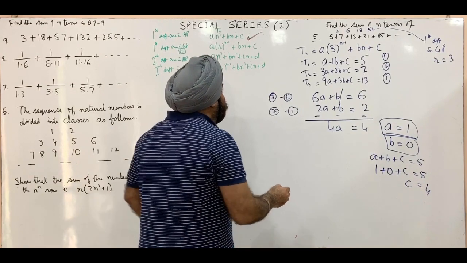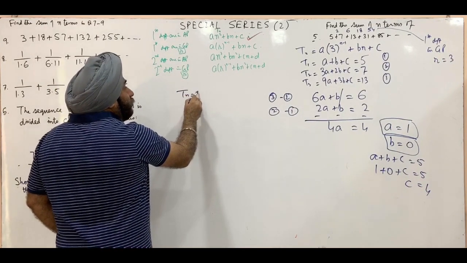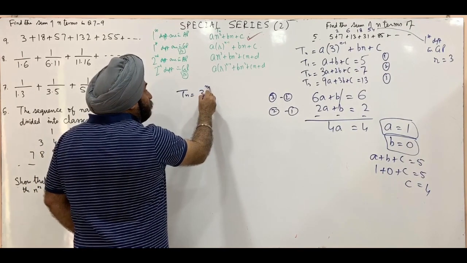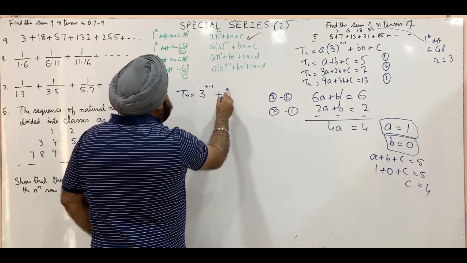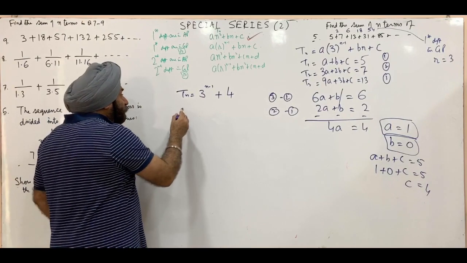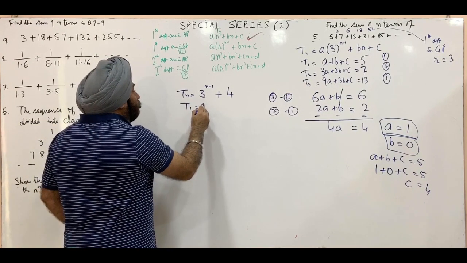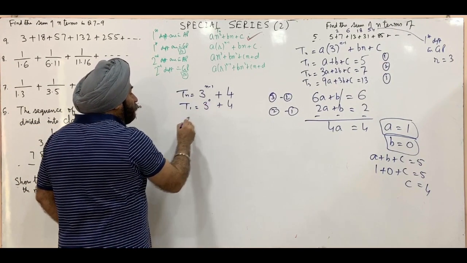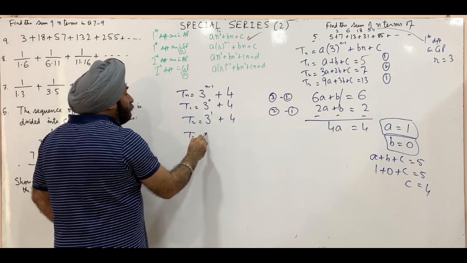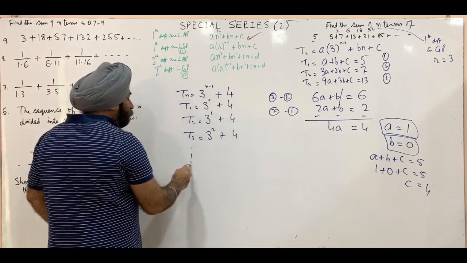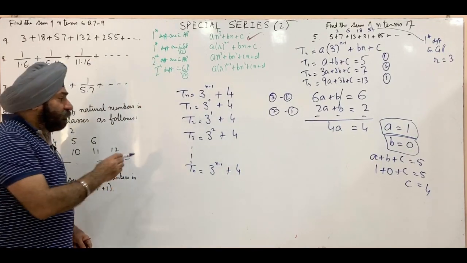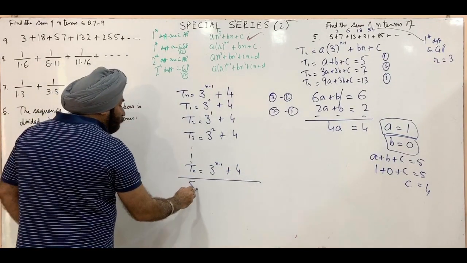From these values, nth term can be written as A is 1. So 3 raised per n minus 1, B is 0 plus C, C is 4. This is nth term. And to find out sum of n terms, we write T1, this will be 3 raised per 0 plus 4, T2, that will be 3 raised per 1 plus 4, T3, third term, that's 3 square plus 4 and so on. Nth term, 3 raised per n minus 1 plus 4. We add vertically and that gives us Sn.